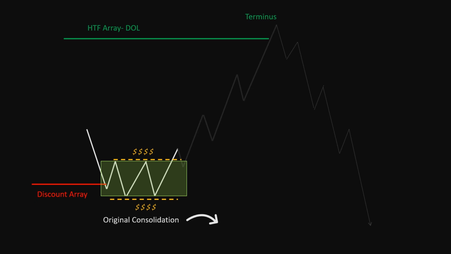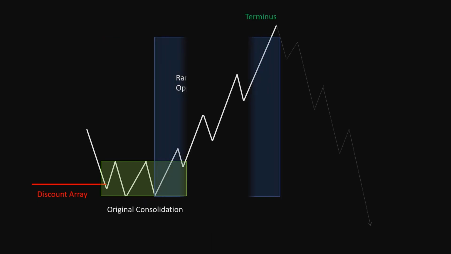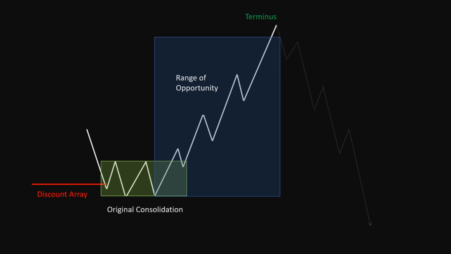Original consolidation can be identified as old highs or old lows such as PDH or PDL, PMH or PML, PWH or PWL, or intraday highs or lows such as Asian high or Asian low, London high or London low. Once we get an obvious candle close above it, we're likely going to break out higher. The second stage of an MMXM is a ranging phase where smart money accumulates orders before expanding up from original consolidation in an MMSM, or down from original consolidation in an MMBM. The range of opportunity goes from the original consolidation low to the predefined DOL.